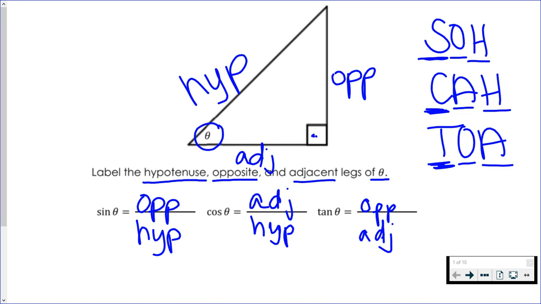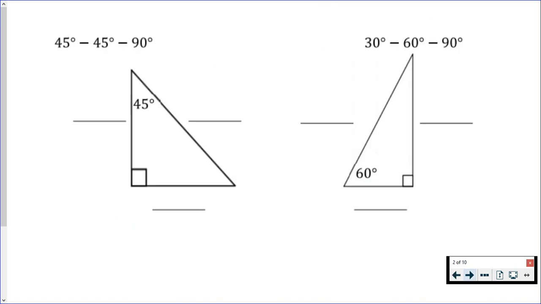The other thing I'm going to talk about is special right triangles. I'm going to start with the 45, 45, 90. Remember, your triangle angles always add up to 180. So if this one is 90, this one is 45 up here. That means this one must also be 45.